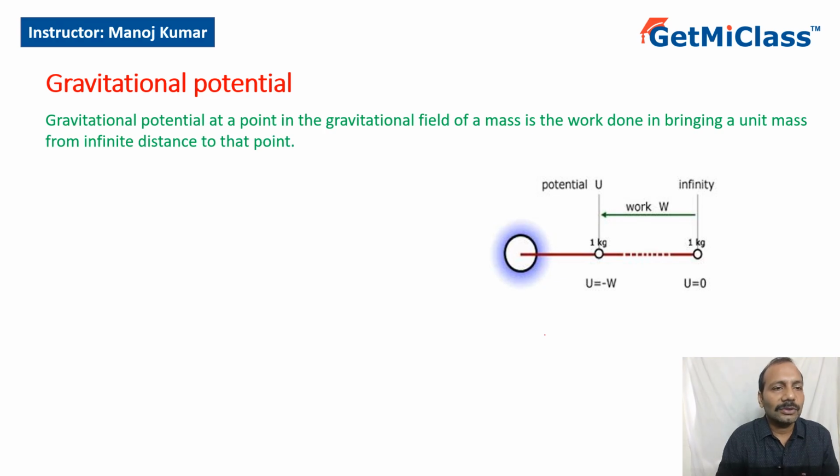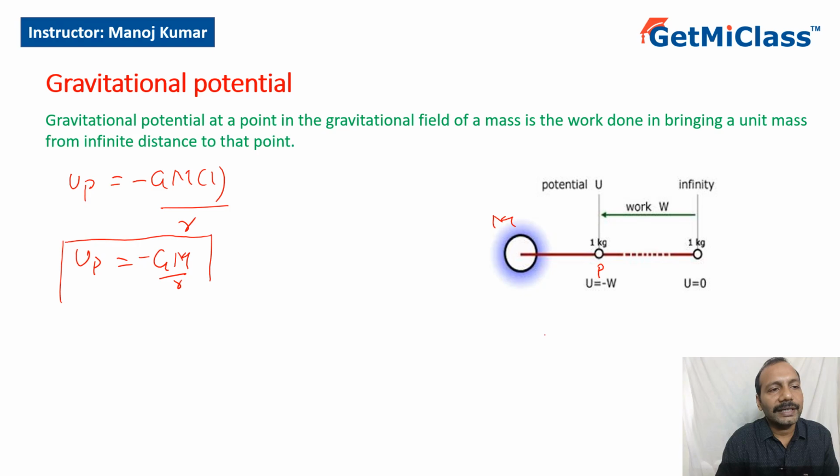So how can I write the potential? Let's say this point I'll call potential P. Now the potential at P is equal to how much? G, I'll call this capital mass M, G M into the other mass, which is 1, by r, with a negative sign. So the potential at P would be equal to minus G M by r. This is the gravitational potential due to a point mass. If it is not a point mass, the distance would be considered from the center of mass as usual.